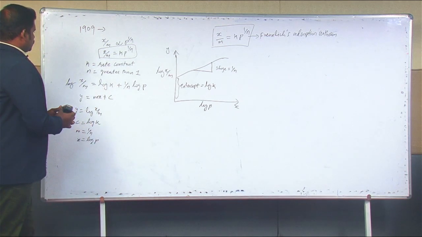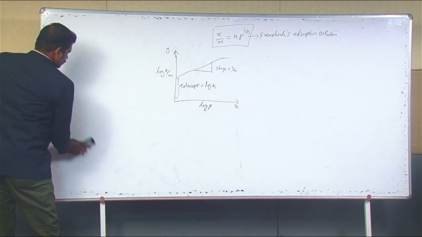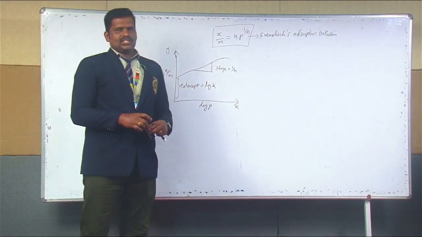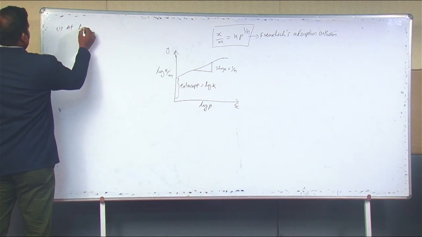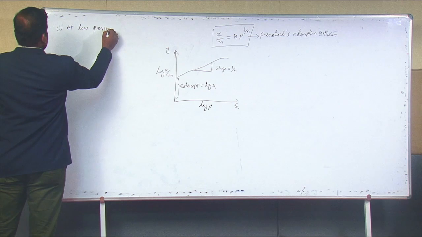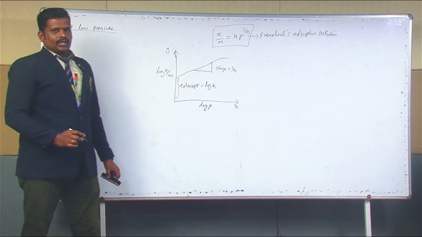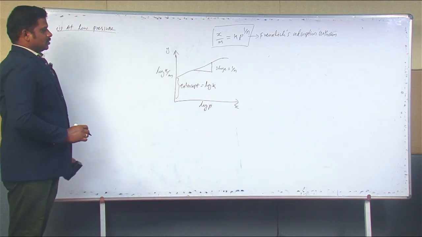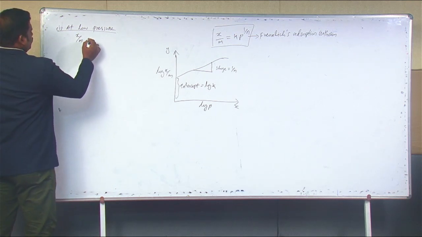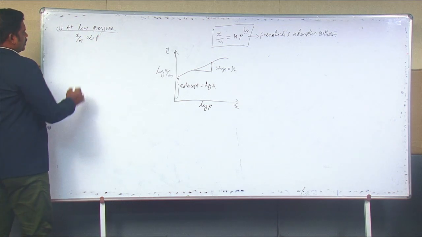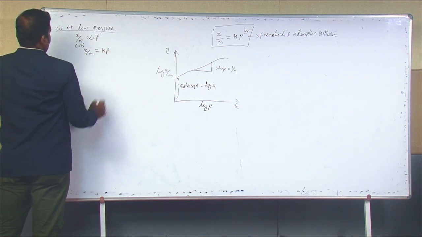So Freundlich explained this adsorption isotherm relation with 3 conditions. Condition 1, at low pressure. In this low pressure, the adsorption is directly proportional to the pressure. That means x by m, the extent of adsorption, is directly proportional to p power 1, or x by m equal to kp.